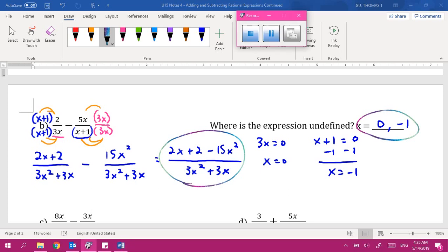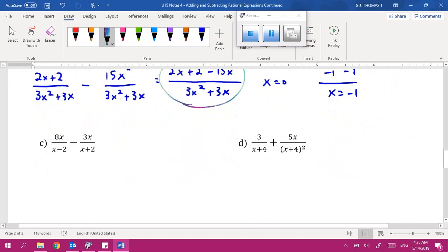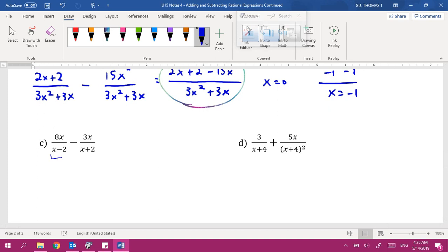Alright, moving on to the next two. These ones don't ask where the expression is undefined, but you can tell that if it did ask, it would be at 2 and negative 2 based on these denominators. So right here, all we're going to do is subtract them. Look at this, I got x minus 2 right here and x plus 2 right here. So what do I need to multiply this right fraction by? I need to multiply it by x minus 2 over x minus 2. And I need to multiply the left fraction by x plus 2 over x plus 2.